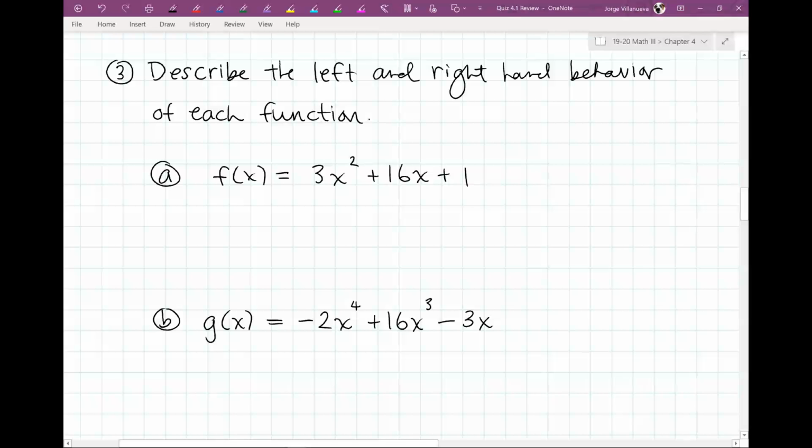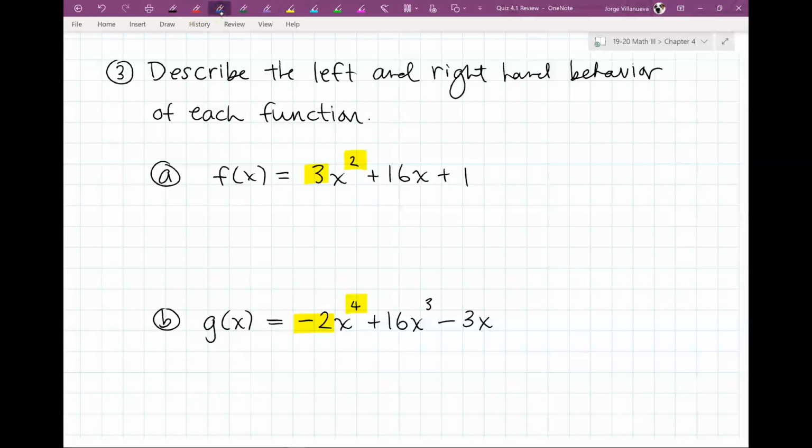But if you did, all you need to do is check the highest power and the coefficient. So let me just highlight them for you guys: highest power and the leading coefficient. That's all you're going to worry about. Now, they tell us to describe the left and right hand behavior of each function.